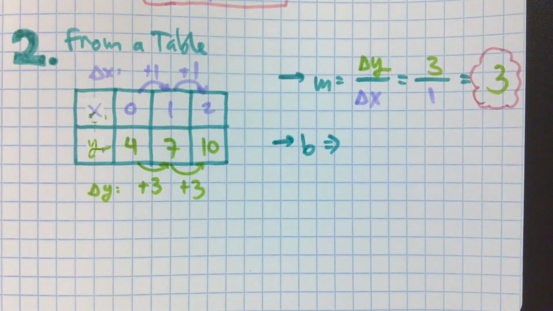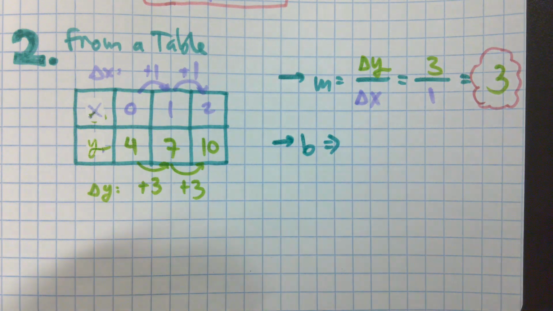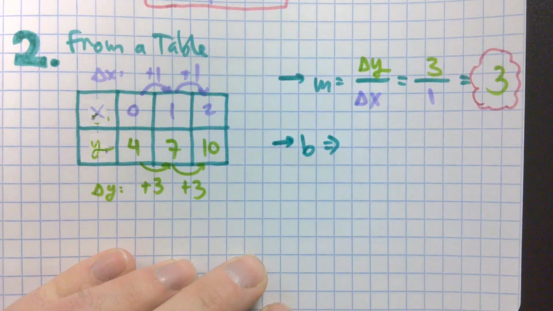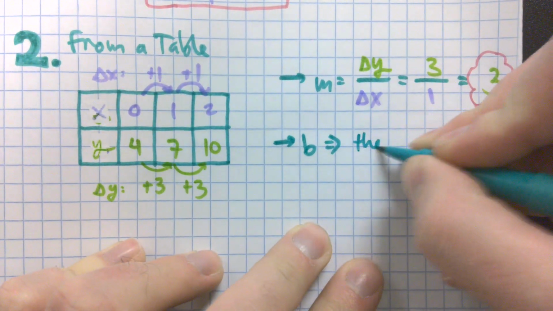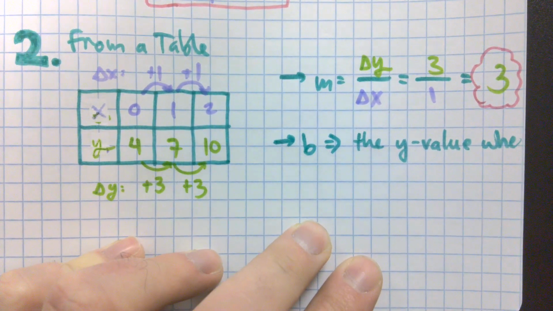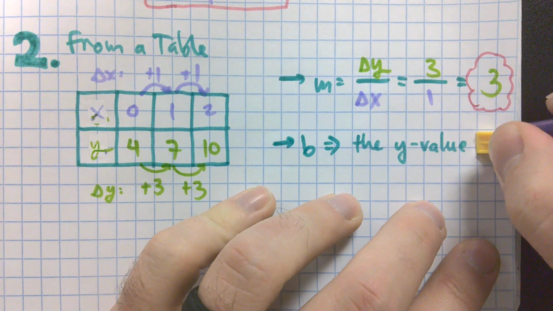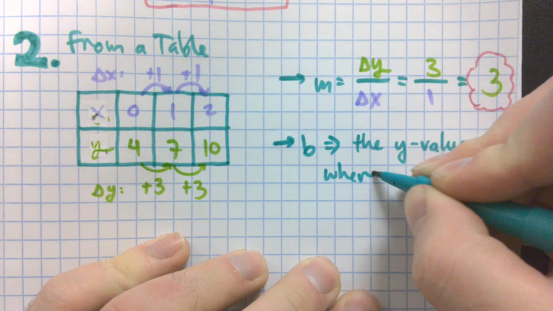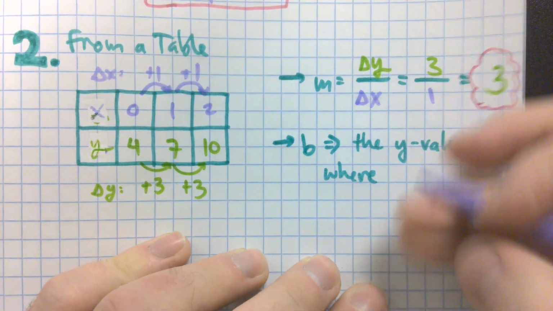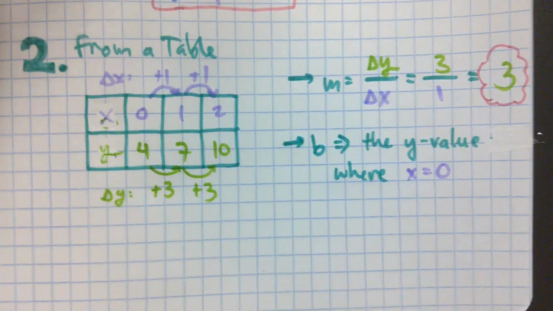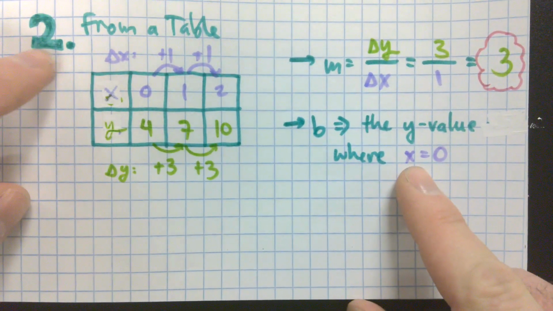Now in this case, we don't see the graph, right? So we can't tell where this line intercepts or crosses the y-axis, but we do know that my b value is the y value where x is equal to 0. So we look for an x value of 0 on our table.